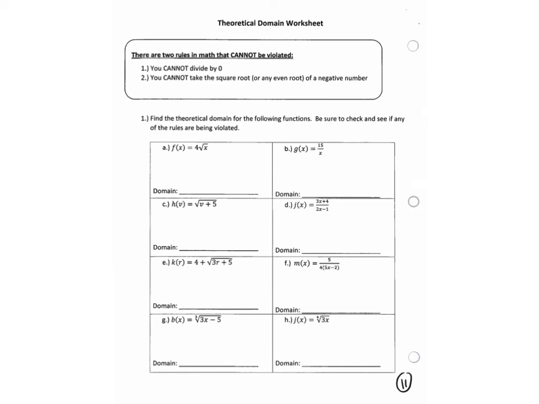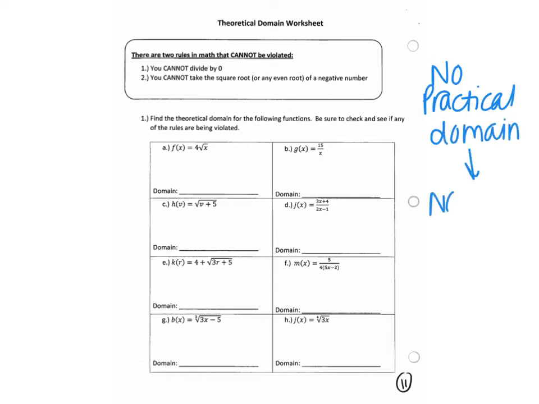So the last thing I want to do is just take a look at some theoretical domains. It doesn't make sense to do a practical domain on this page because there are no scenarios. Since there are no scenarios, I'm not going to do practical domain here. I'm just going to look and see if any of my rules are being violated. So for this first function, the rule that's being violated is that I can't take the square root of a negative. So I need to make sure that my domain are x values that are greater than or equal to 0. If x is -1, I'll be taking the square root of a negative, which is a mathematical no-no.